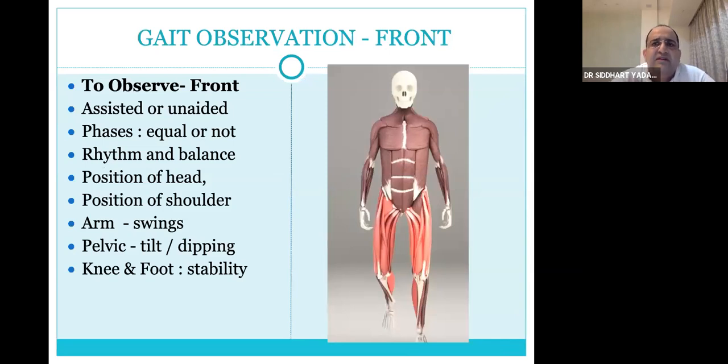Now, gait observation. Once you know all about gait, now we have to observe gait. We have to observe from front. When we observe from front, you have to see whether the patient is assisted or unaided, phase of the gait, whether they are equal phase or unequal phase. We have to see the rhythm and balance, position of the head, position of the shoulder, arm swing, pelvic tilt, any pelvic dipping, knee and foot stability.